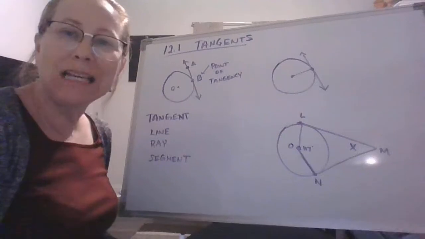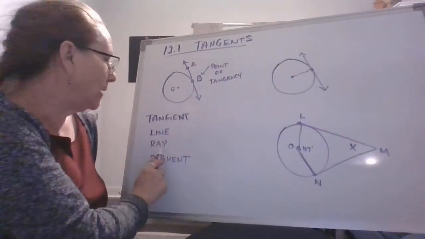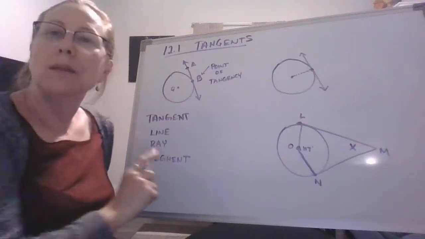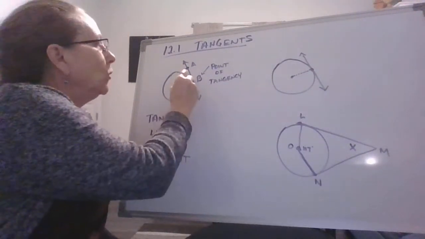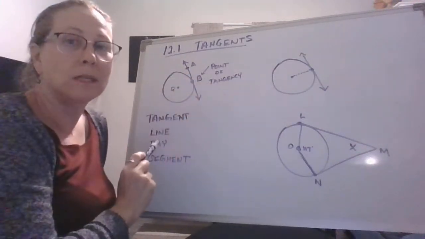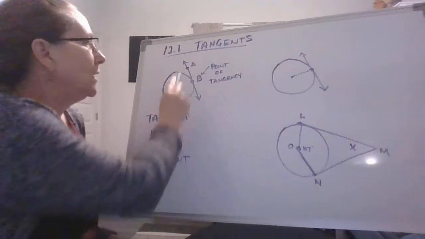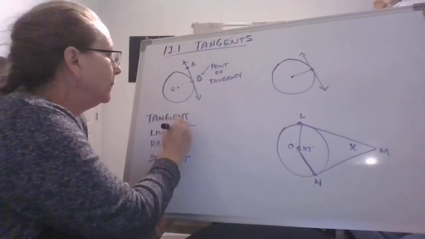Well, first, a tangent can be a line, it can be a ray, or it can be a segment. The key to being a tangent is that it hits a circle at only one point. We call that the point of tangency. Now, if our tangent is a line, like it is here, it would be line AB.